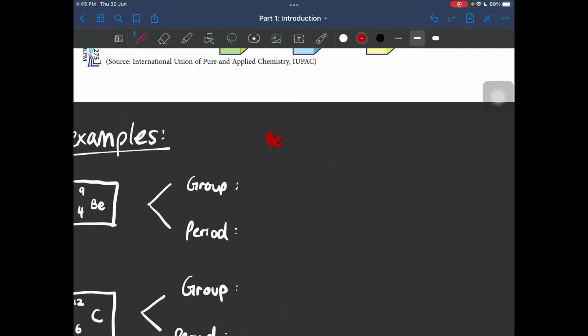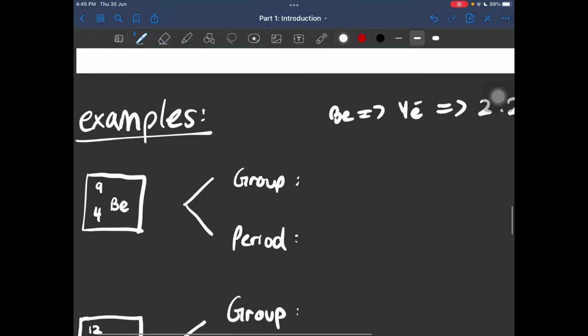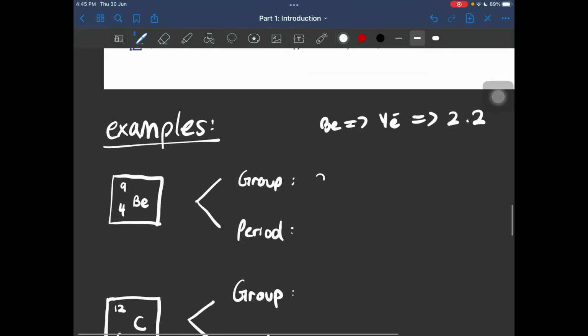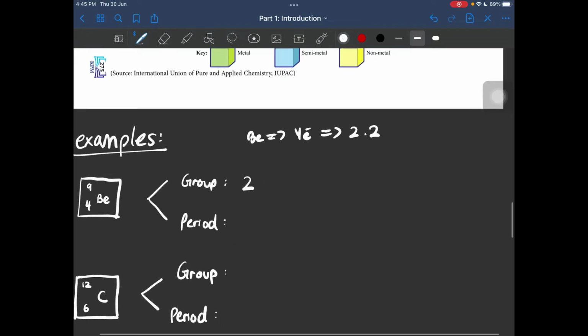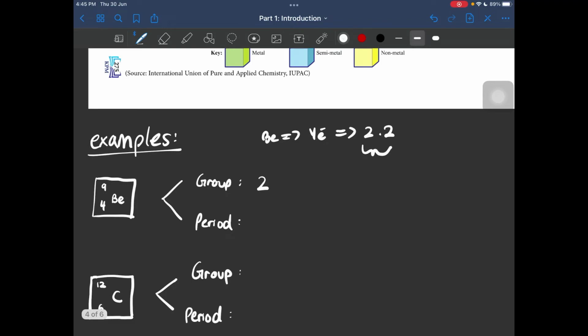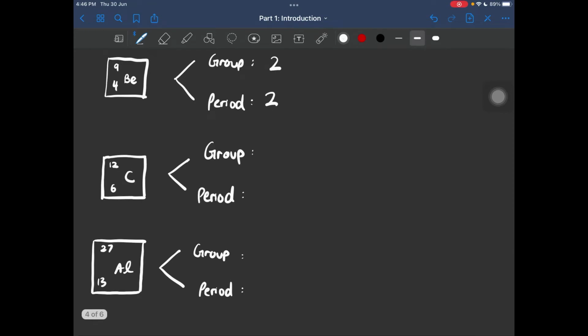So we know that beryllium has 4 electrons because it has 4 protons. So the electron arrangement will be 2, 2. So it will be in group 2, because the valence electron is 2, not more than 2. For elements with valence electron of 1 or 2, we don't have to add 10. And then it has 2 shells occupied by electrons, so the period is 2. Very simple.